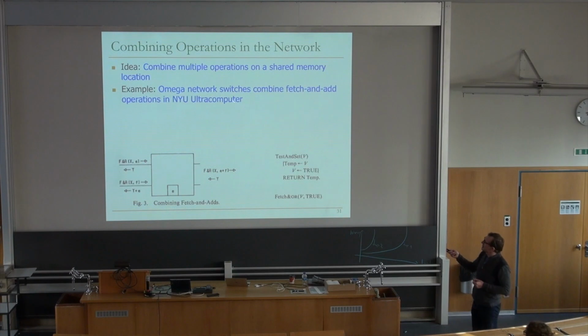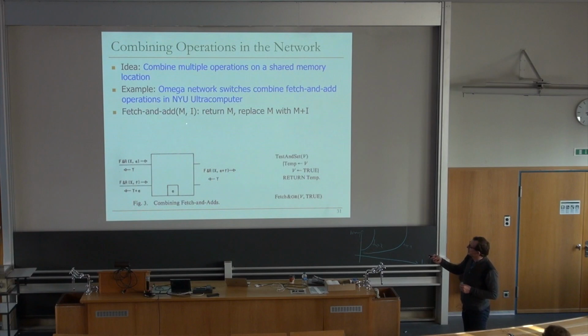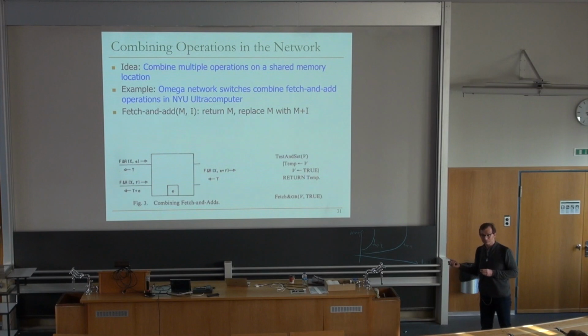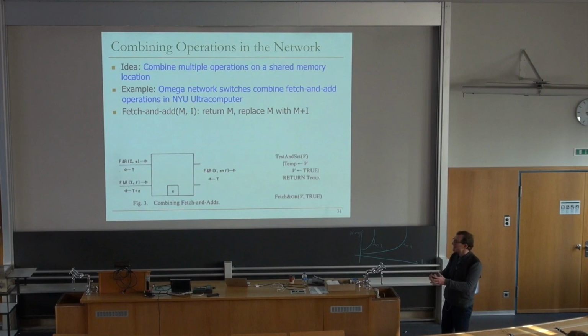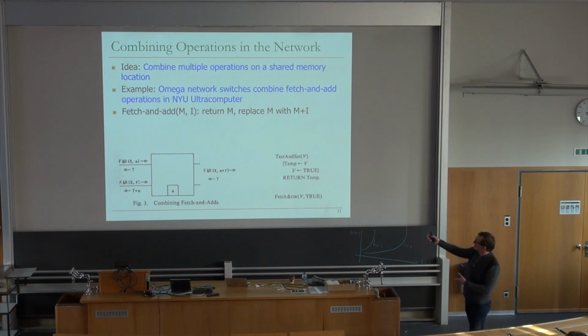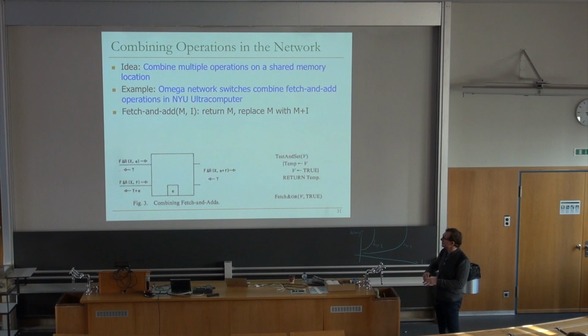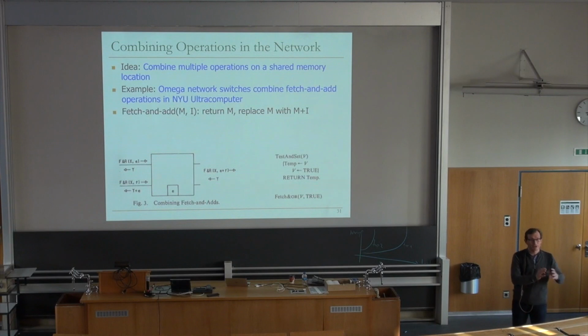But basically, this is an Omega network that switches multiple fetch and add operations. Fetch and add is the more general form in the NYU Ultracomputer. So fetch and add means you fetch M, you return M, and replace M with M plus I. And while the message is traveling through the network, if somebody else requests M, the router figures that out and gives the requester M plus I, and then adds I to the location. So basically, the value of the location changes while the messages are transported within the network.